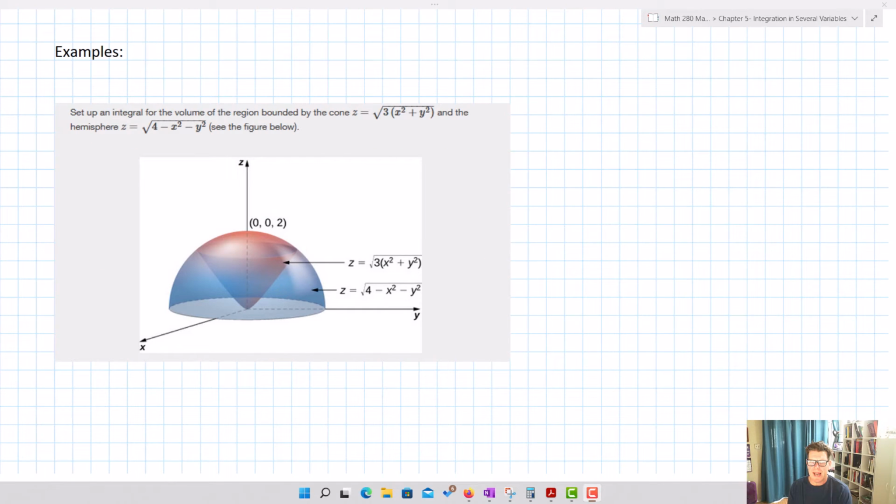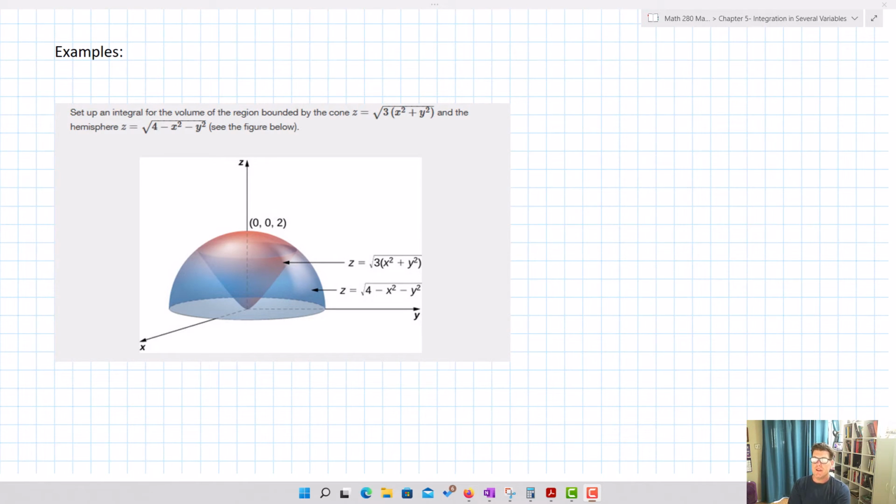All right, so now let's take a look at some examples. How do we set up these integrals to integrate? So let's set up an integral for the volume of the region bounded by the cone z equals the square root of 3 times x squared plus y squared, and the hemisphere z equals the square root of 4 minus x squared minus y squared.